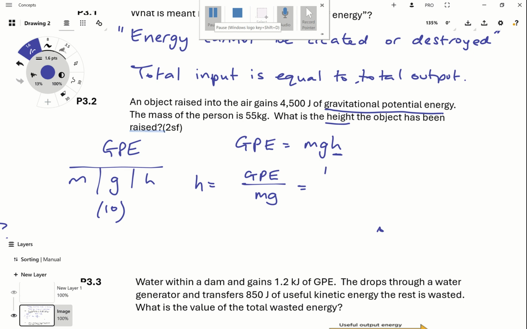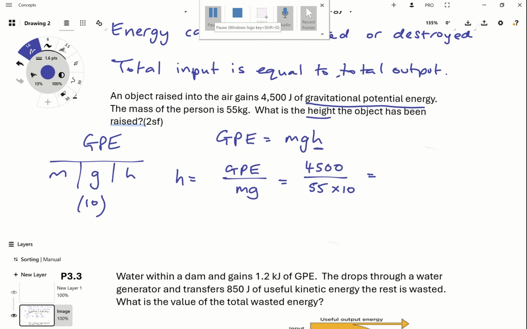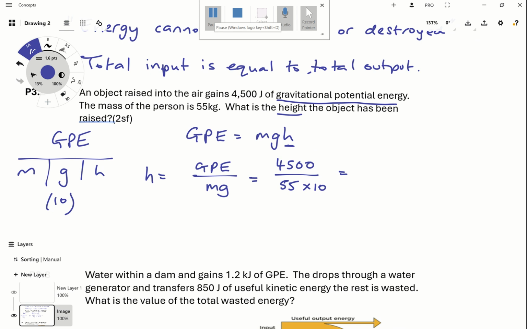So 4,500 divided by the mass, 55, times 10, the gravitational field strength. If you were to use 9.8 or 9.81 in your exam, you would still get the marks, but it's just easier to use 10 unless it tells you. If it tells you to use a value, use that value. So that's the equivalent of 4,500 divided by 550.